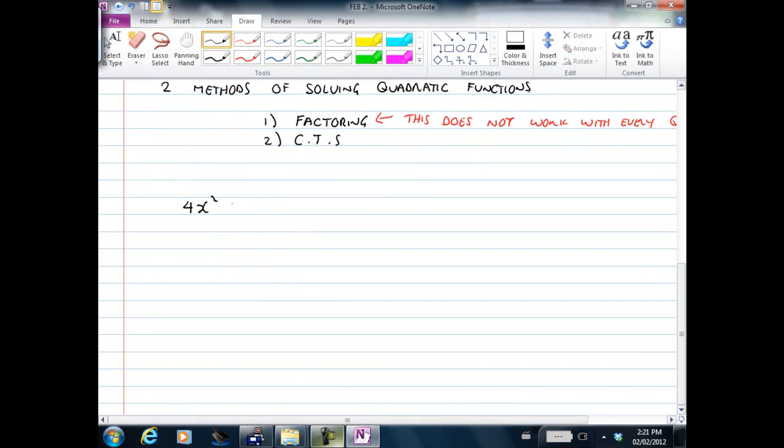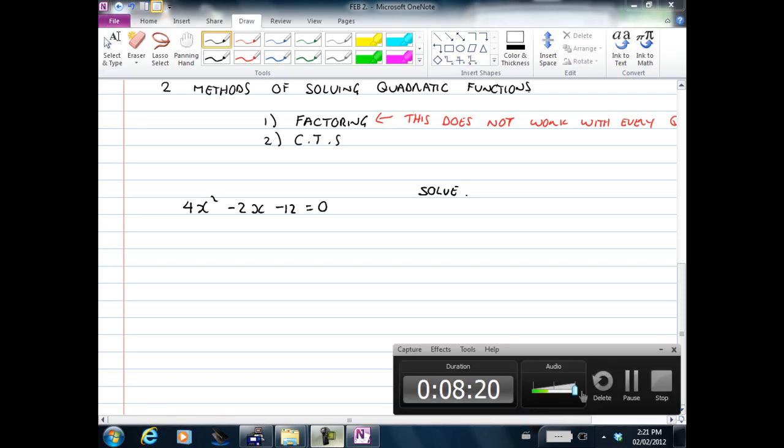4x squared minus 2x minus 12 equals 0. They're going to say solve. You can use any method you like. I'm going to pause this and let you use a method of your choice.